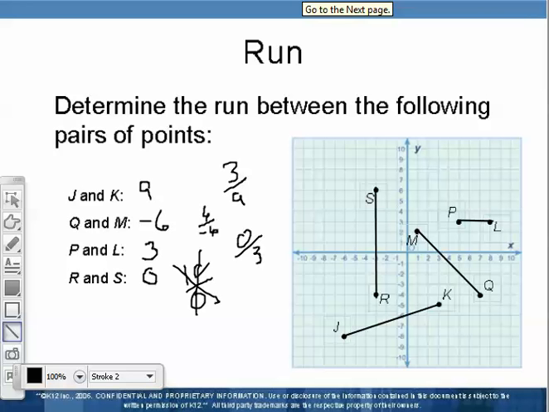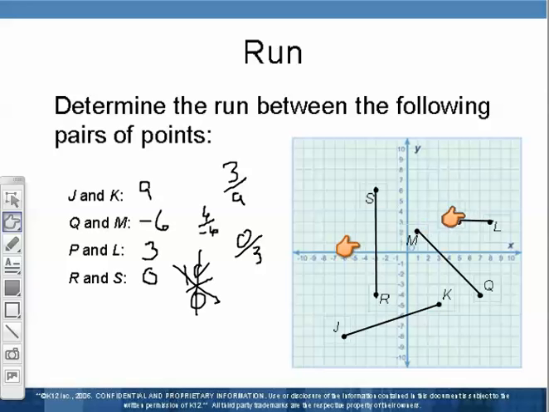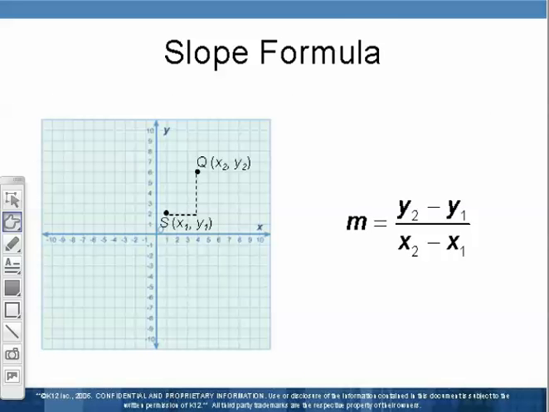So what we're looking at are the 4 possibilities for slope. It could either be undefined, 0, positive, or negative. Those are the 4 ways that slope could look.